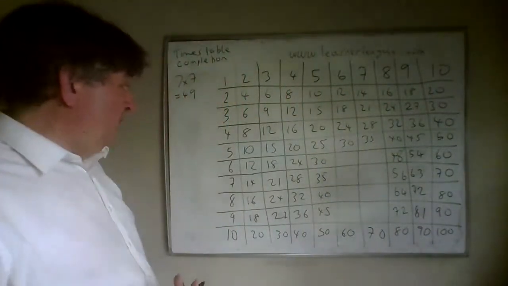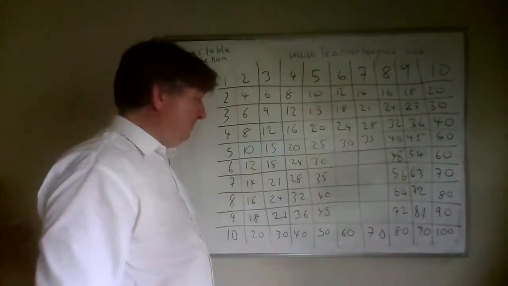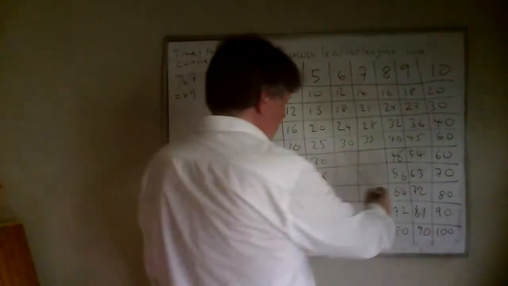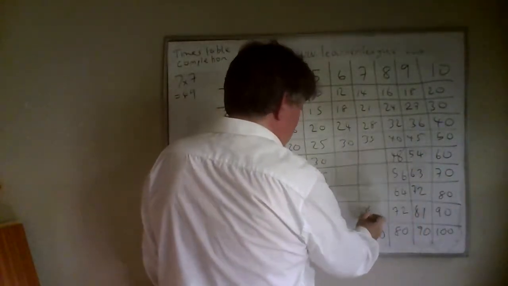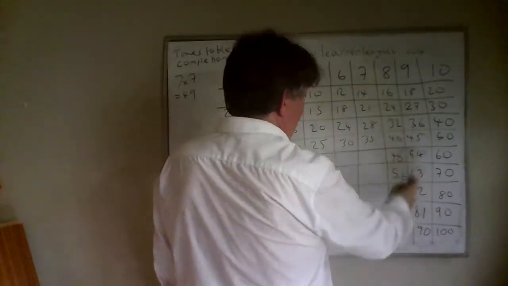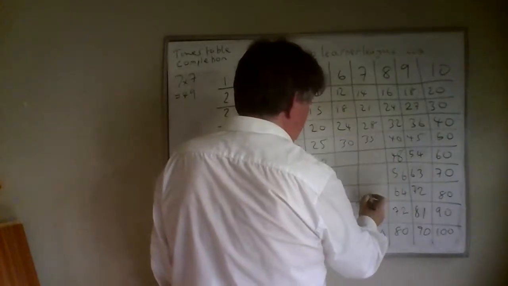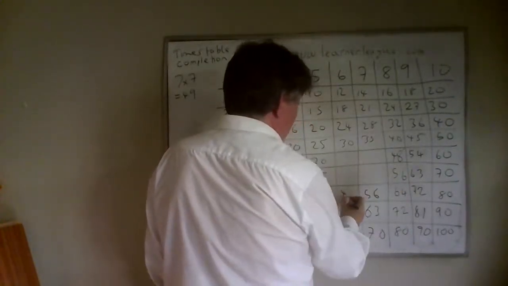Okay, so now where do we go next? Well, we then fill in across as we did before, because of course we know that these two are the same as these two. So 81, 72, is going to be 63 and then 54. And then we're going to do the same again, 72, 64, 72, 64, 56, 48.